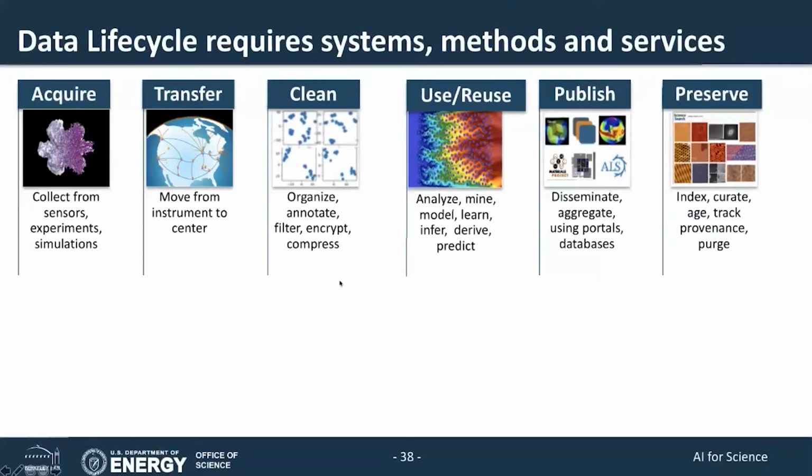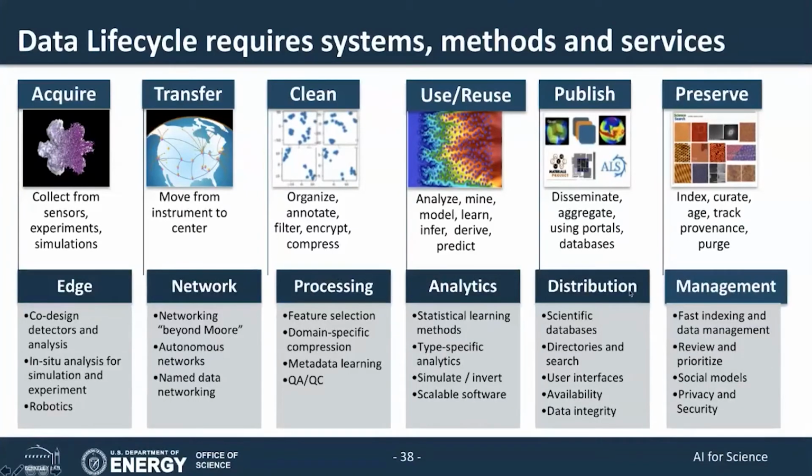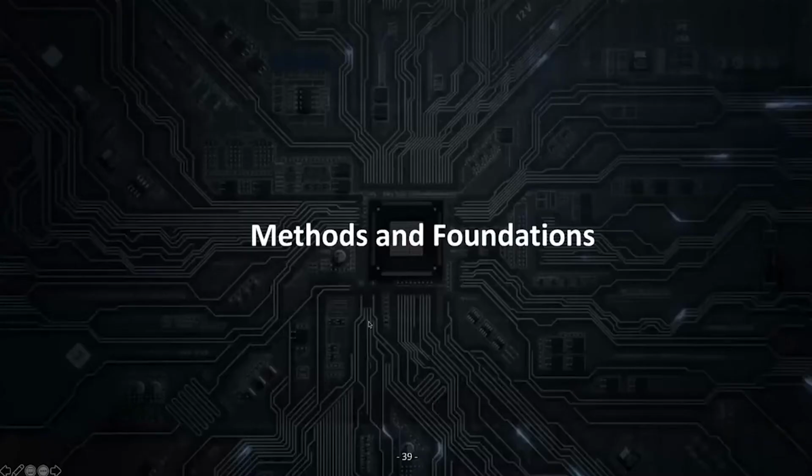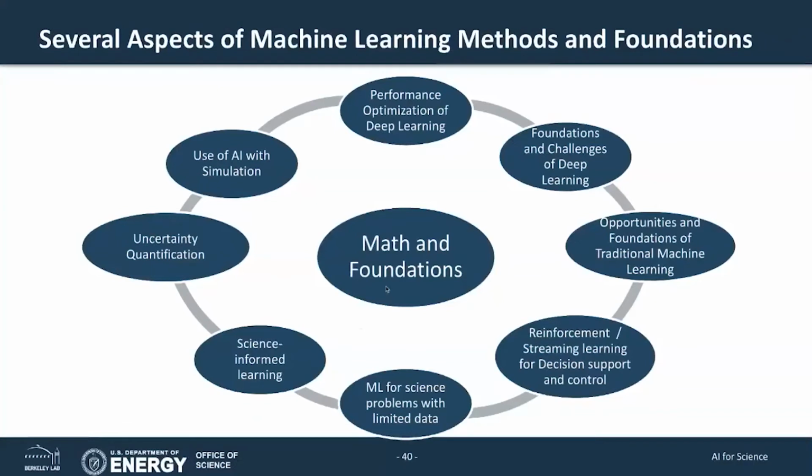So there are just a lot of these different pieces in terms of the edge devices and designing the computational devices that may go on the edge, the network, the statistical and learning methods, the distribution facilities, and so on. So a little bit more about methods and foundations. This is obviously a very deep and rich field with a lot of work going on. I think some of the aspects of machine learning methods and foundations to think about are the performance and optimization of deep learning.